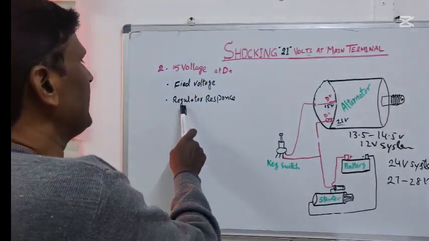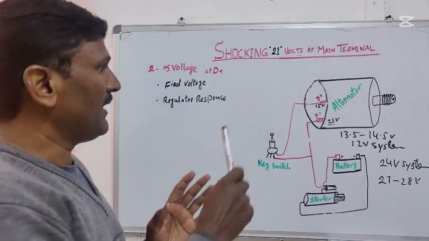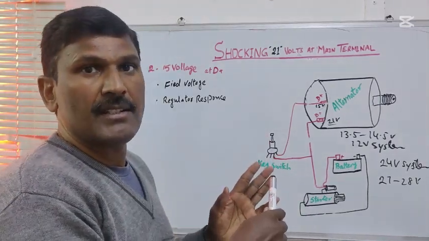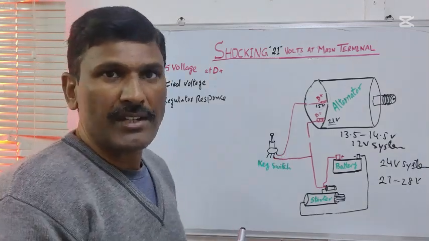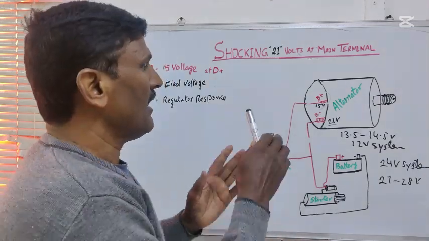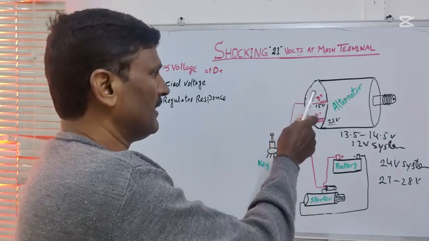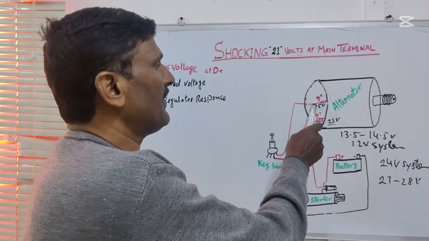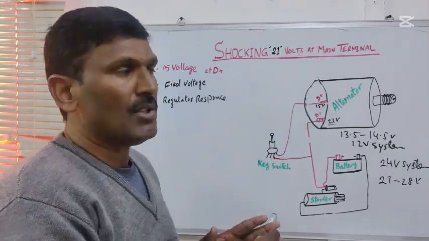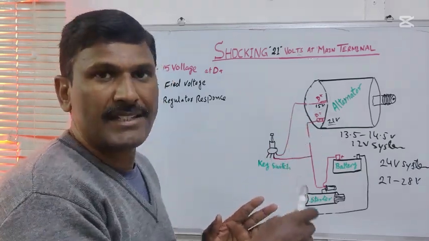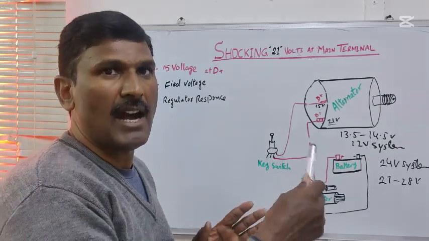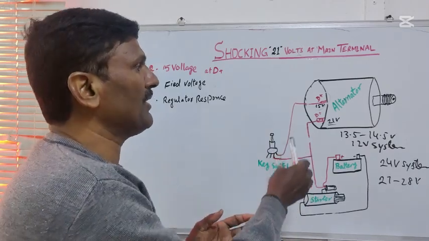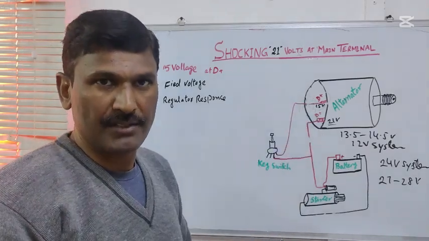The second is the regulator response. The regulator is still trying to adjust the output charge voltage based on the sensed voltage at the D terminal. If it senses high voltage, it attempts to raise the field current to the rotor to boost the output voltage, which contributes to the D voltage observed.